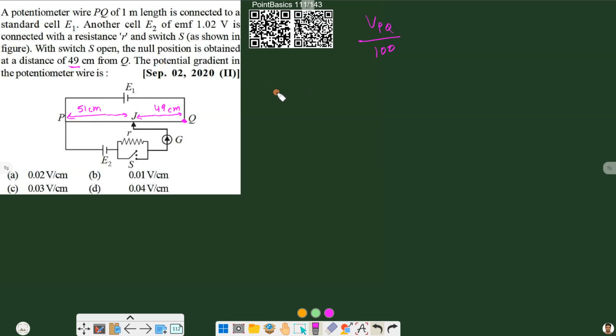And at balance position, or in balance condition, where we get the null point, no current flows in the circuit. And which circuit am I talking about? I'm talking about this one. In this circuit, there will be no current.